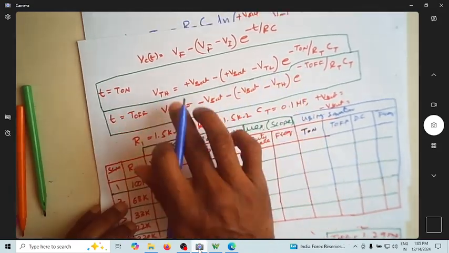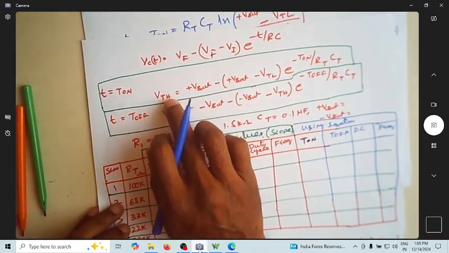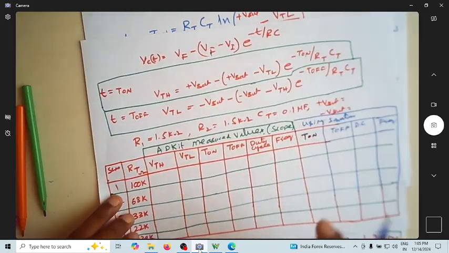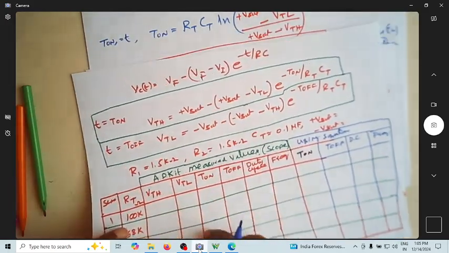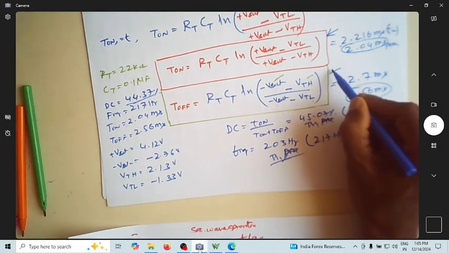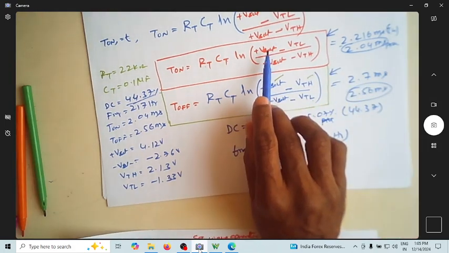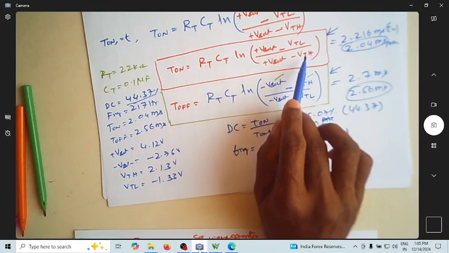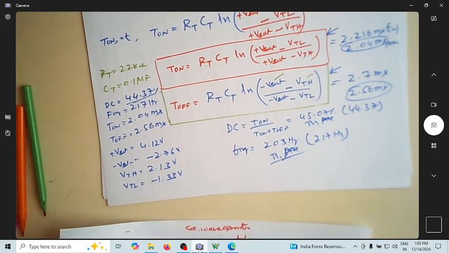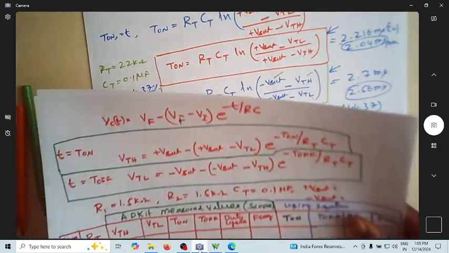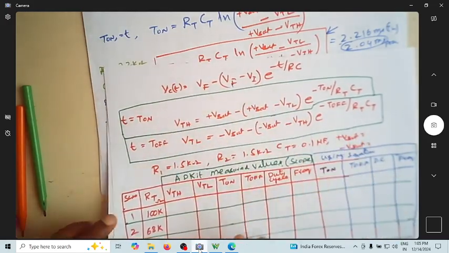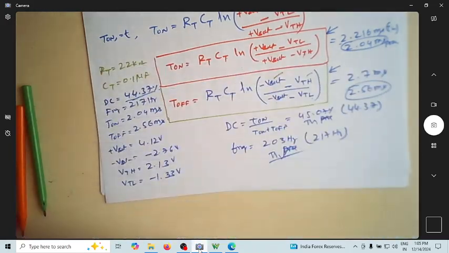Here I asked you to make VTH alpha equals plus Vsat minus so and so, and to do shift cal twice. Instead, we have simplified the equation and got these expressions for T on and T off. Now we directly substitute plus Vsat, VTL, VTH, and RTCT. So both are perfectly fine and exactly the same. This is the simplified expression for the timings, and that is the starting point of your equation.